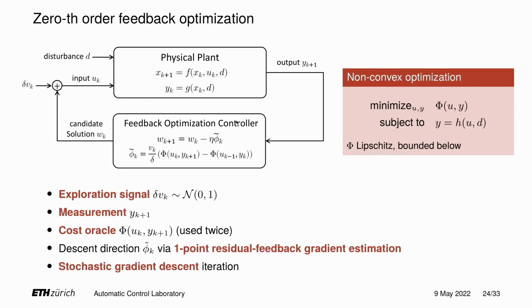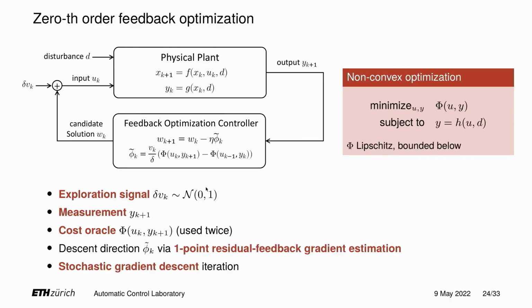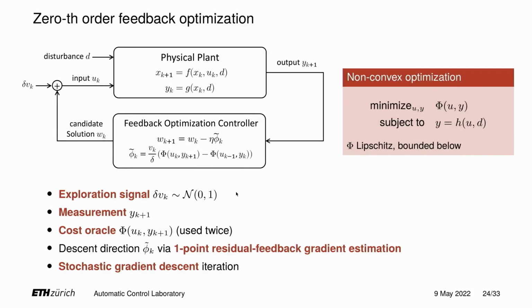The optimization controller will look like this, right? It has an exploration signal, which enters here in the input, and it's sampled from the Gaussian distribution. It has measurements, of course. It has this cost oracle, so the cost function in u_k and y_{k+1}. Each cost oracle is used twice, right? You see that it appears here and then here again. And the descent direction that you build with this estimator is going to be the one-point residual feedback gradient estimator that I showed you before, and is going to be fed into a stochastic gradient descent.